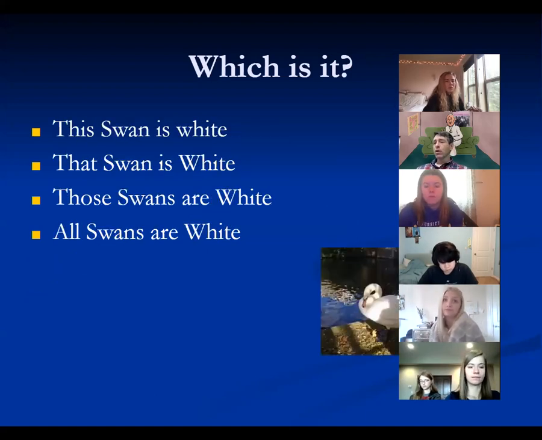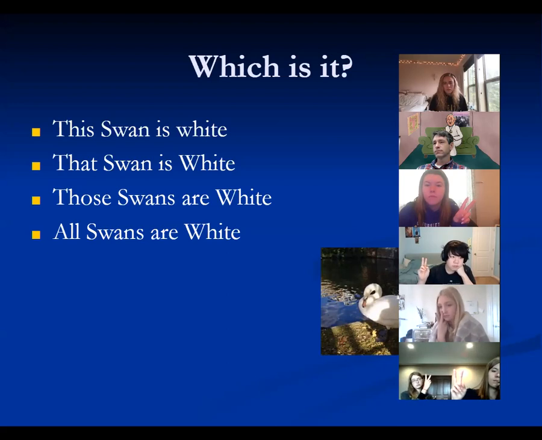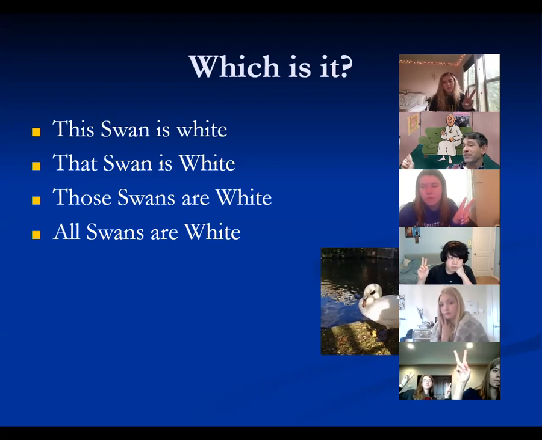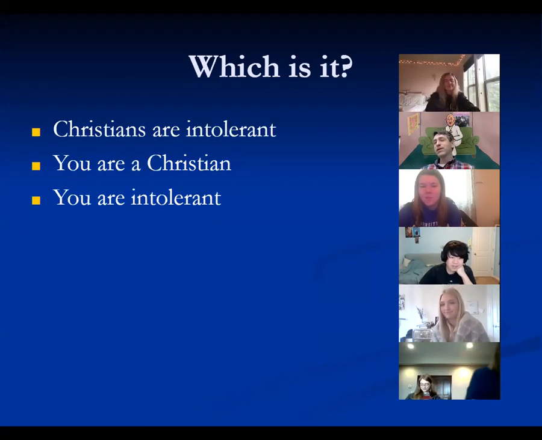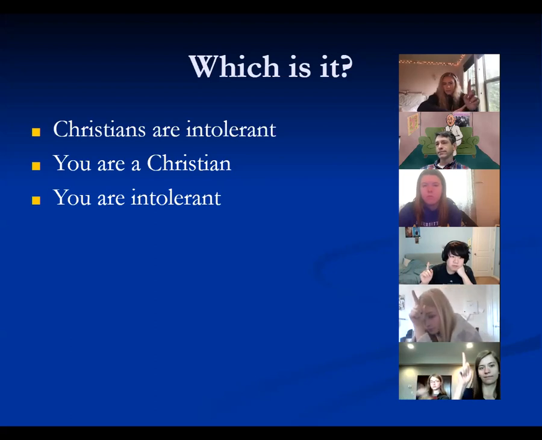Okay, which is this one? This one is white, those ones are white. Is this 1 deductive or 2 inductive? Hey, guys, Pope Francis even got it right. Woohoo! Okay. You guys are right. That's the 2. How about this one? Christians are intolerant. You are a Christian, therefore you are intolerant. You guys are correct again. This is a deductive argument, number 1.